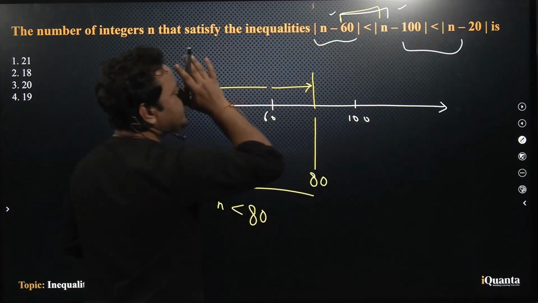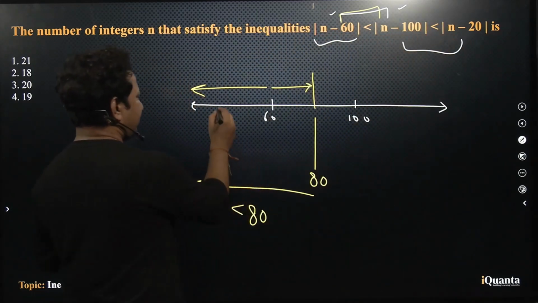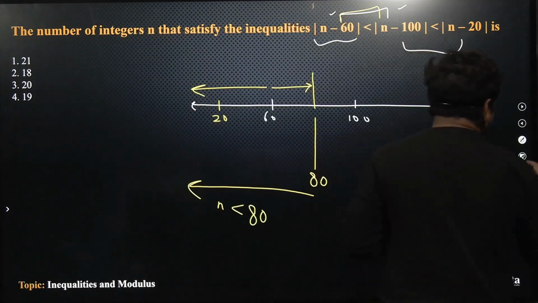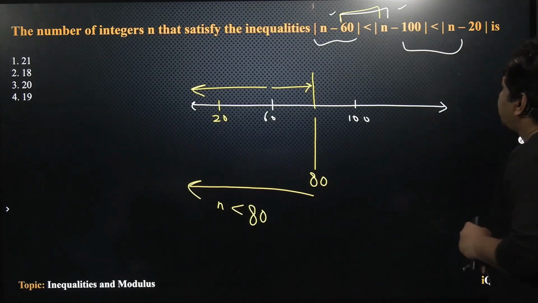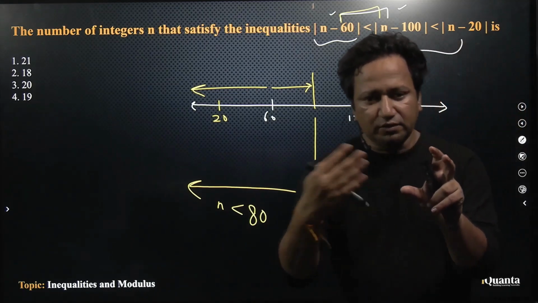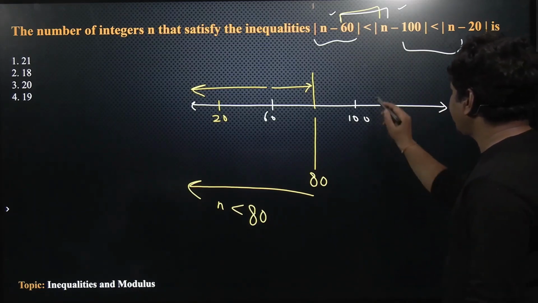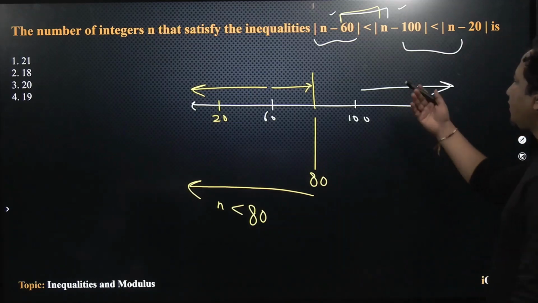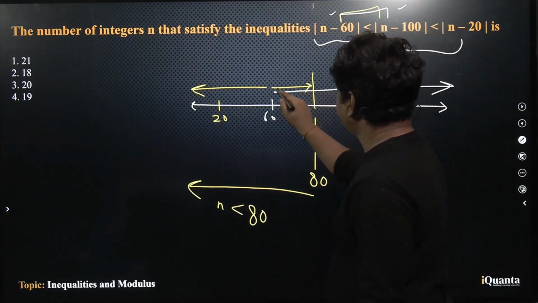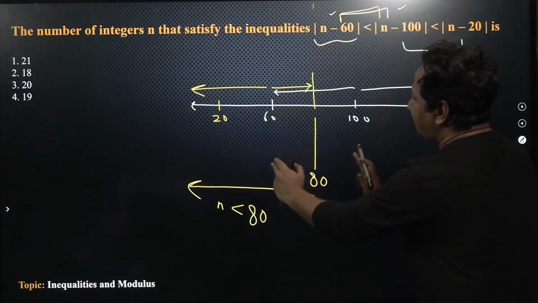The second one says |n − 100| < |n − 20|. Let me mark 20 over here. All right, so same thing we'll do over here. If |n − 100| < |n − 20|, that means we have to pick a point which is closer to 100 than 20. That means if I take a point in this interval, it will of course be closer to 100 because 20 is far away. And 60 is a point which is exactly in between 100 and 20.